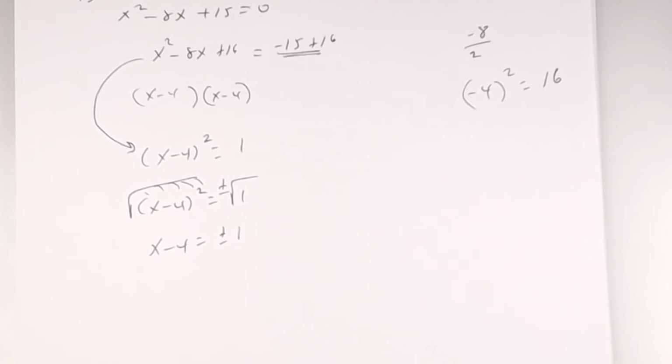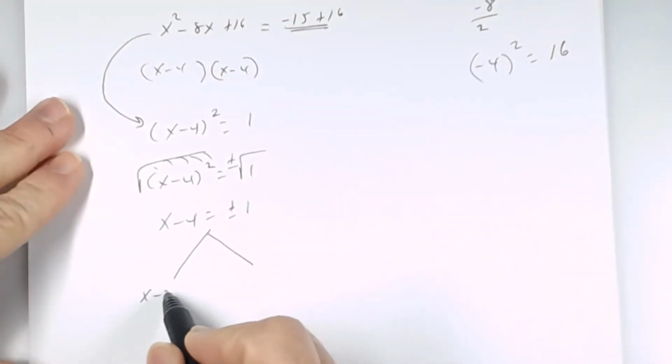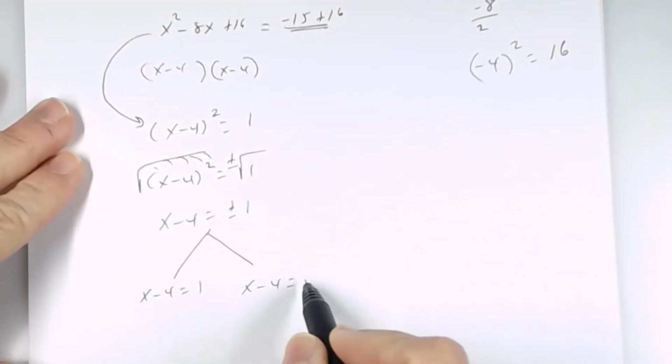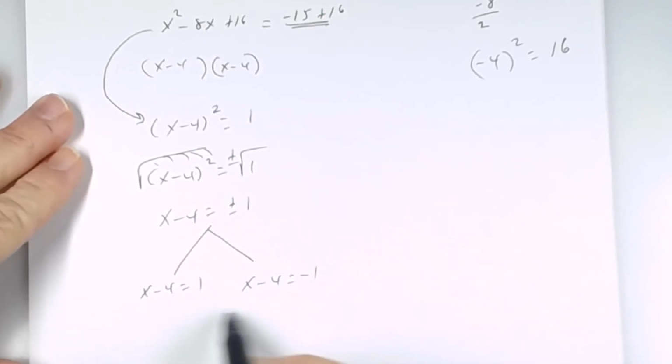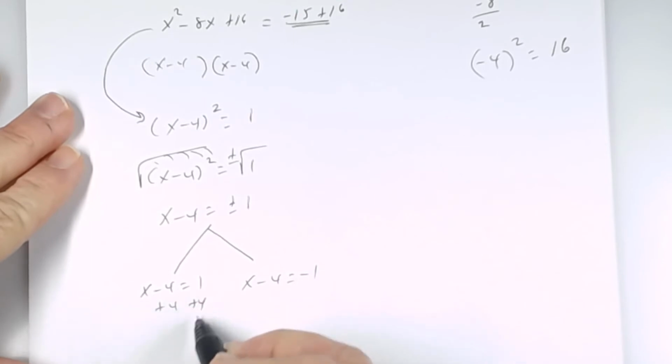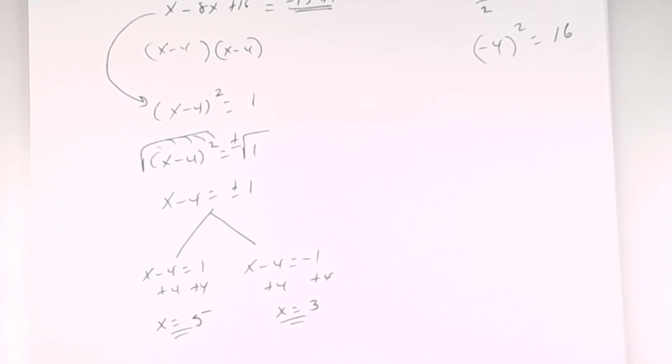Remember that? So since they're rational, you have to split it into separate equations. So you got to say x minus 4 equal 1, and then x minus 4 equal what? Negative 1. So then you just solve these linear equations. So you add 4 to both sides. So what's one of my solutions? 5. Add 4 to both sides. What's the other solution? 3. Okay, so those are your two rational solutions. So completing the square. Let's do another. We're completing the square.